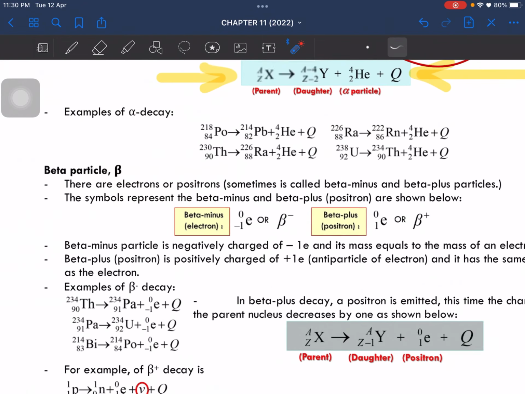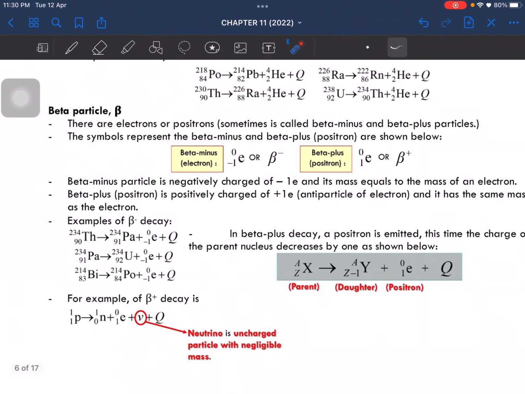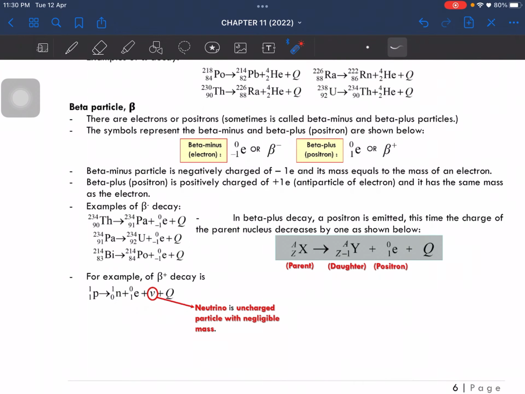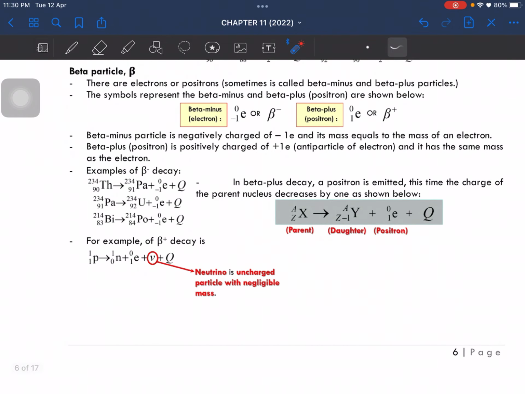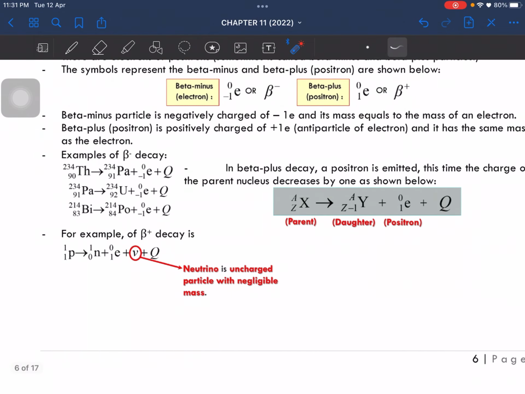Next, beta particles. They are electrons or positrons. It is sometimes called beta minus and beta plus particles. It is represented this way. Beta minus is this one here, or this one is the positron, which is the positive. These are examples of beta minus decay. Why is this so confusing? I think this one should be lower. Okay, I'll edit that later.